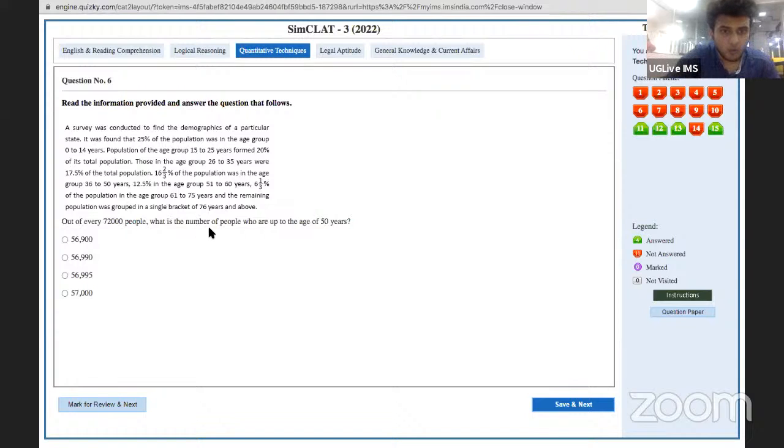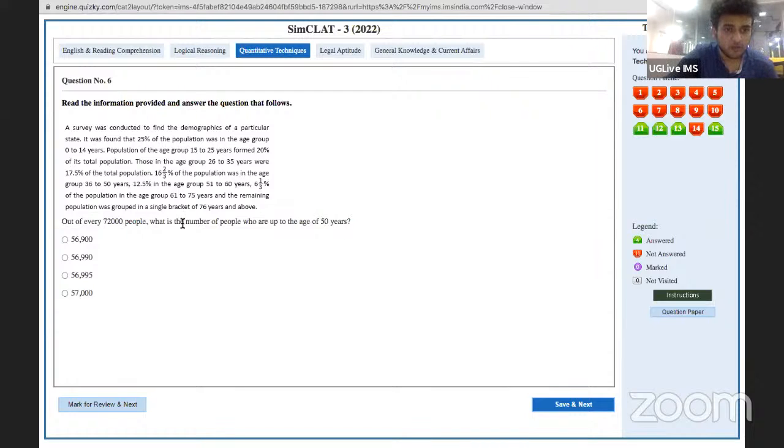Question क्या है? What is the number of people who are up to age of 50 years? 50 years तक कितना परसेंटेज बना मेरा? 25 plus 20 is 45 plus 17.5 is 62.5 plus 16.75. 62.5 है. 62.5 plus 16.75 is what I am looking at. 79 point something होगा. 1/3 है ना, तो 66% हो गया, राइट. 79.16 के आसपास आ गया.